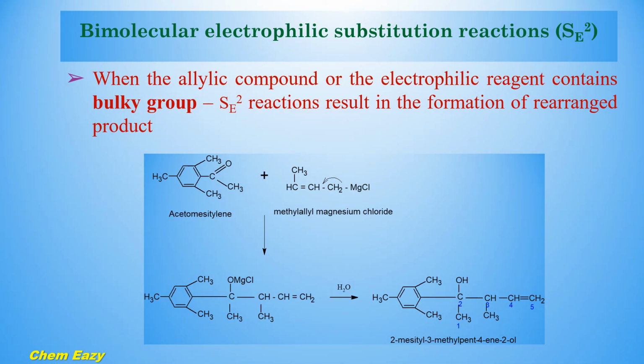When the allylic compound or the electrophilic reagent contains a bulky group, then SE2 reactions result in the formation of a rearranged product. In this example, acetylene and methylallyl magnesium chloride consist of a bulky group, which follows the SE2 reaction mechanism and undergoes rearrangement, producing 2-methyl-3-methylpentene-2-ol.